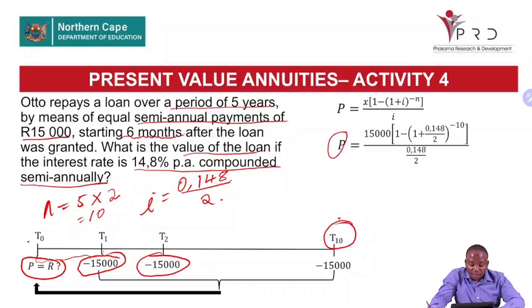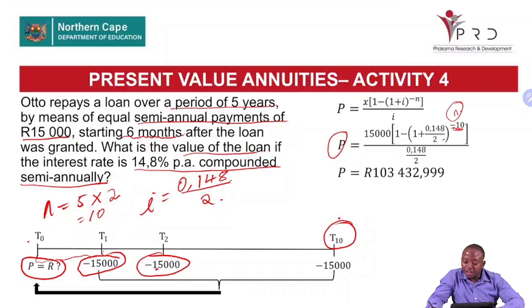X is the monthly repayment. So we have our X as 15,000, open bracket 1 minus, open bracket 1 plus our I, which is 0.148 all over 2. The 2 there is our compounding period. All raised to the power negative 10. The negative 10 is the number of repayments, which is our N, all over I, which is 0.148 divided by 2.